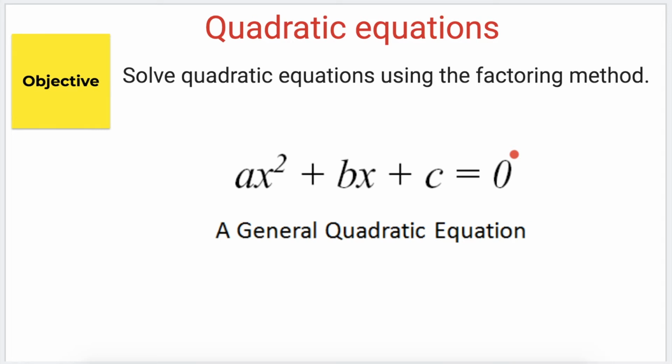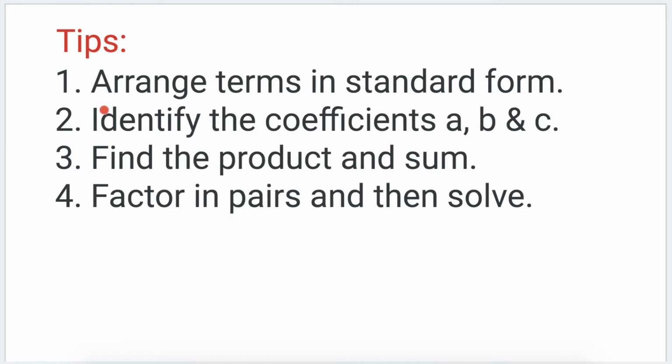Let's take a look at some tips on how we're going to go through the process today. The first tip, make sure you arrange terms in standard form. Standard form is where the a constant is first, the b constant is second, and the c constant is last. Number 2, identify the coefficients a, b, and c. Number 3, find the product and sum. Number 4, factor in pairs and then solve. Once we start working on a few examples, all of these tips are going to start to make sense. So let's take a look at the first example.